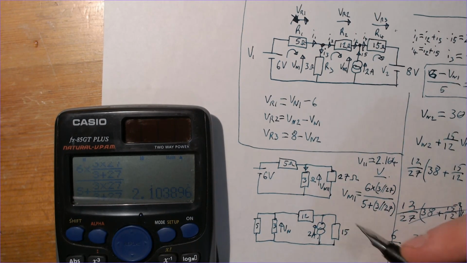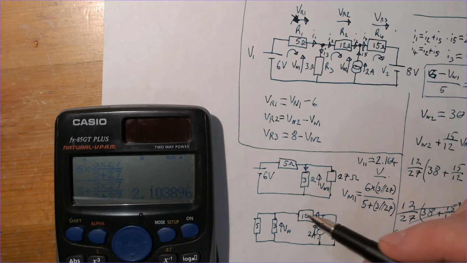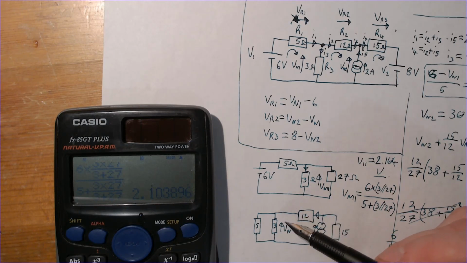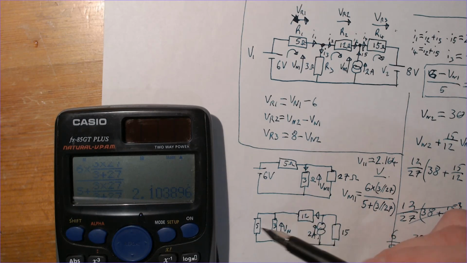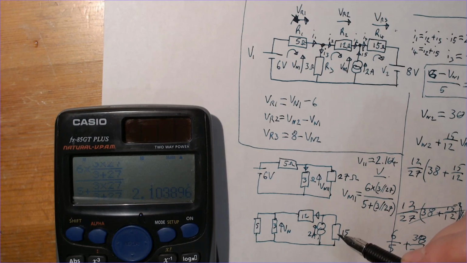I think the easiest way to work this one out would be to work out the current going this way out of here, and from that we can work out the voltage made across here, which would be the current times the resistance of these two in parallel. So to work out the current here, I'm going to have to work out how much of that 2 amps will be split between there and going through this 15 ohm resistor here.